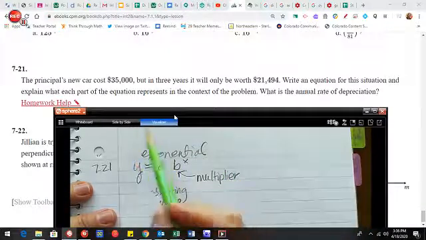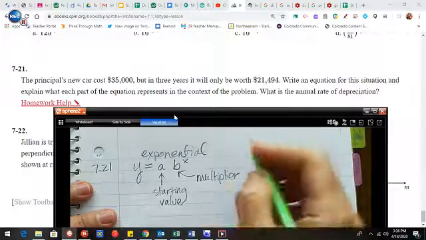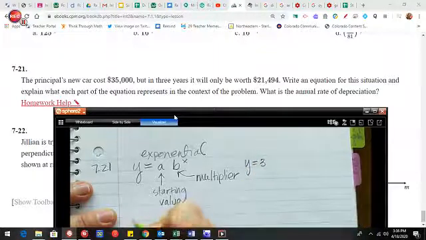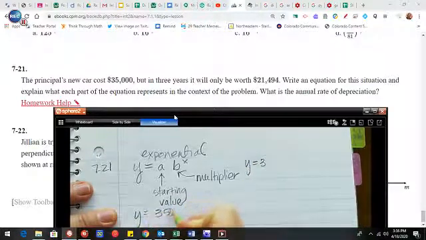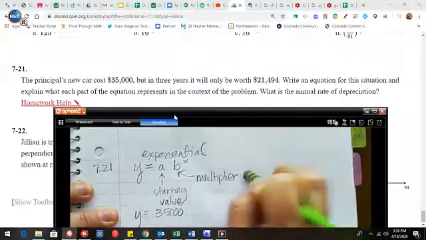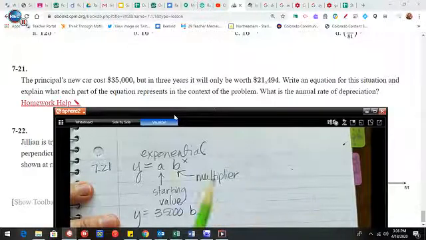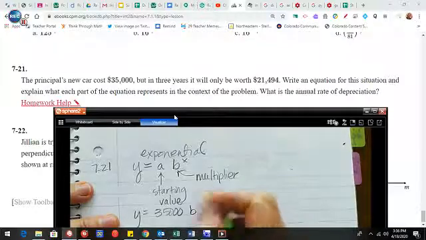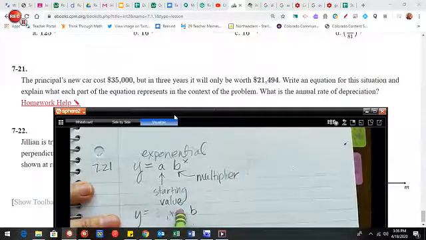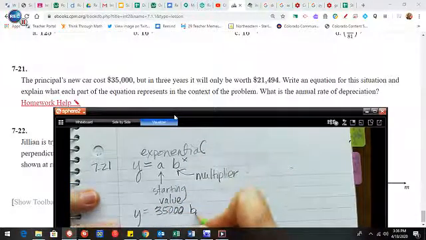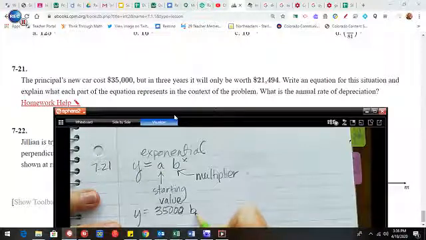Here we have a starting value of 35,000. So let's plug that in for A. And we don't know what it's decreasing by, so I'm just going to put B for the multiplier. Okay, so 35,000 times b to the third power.